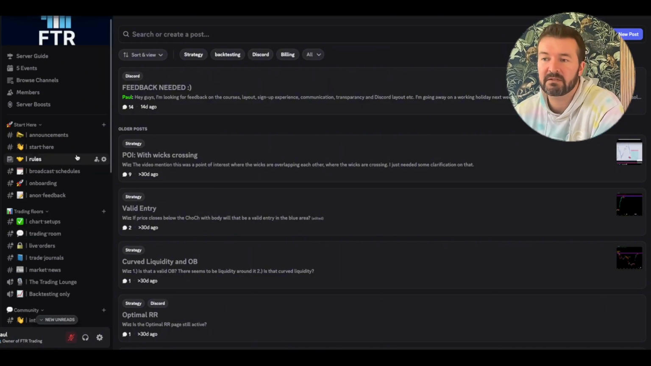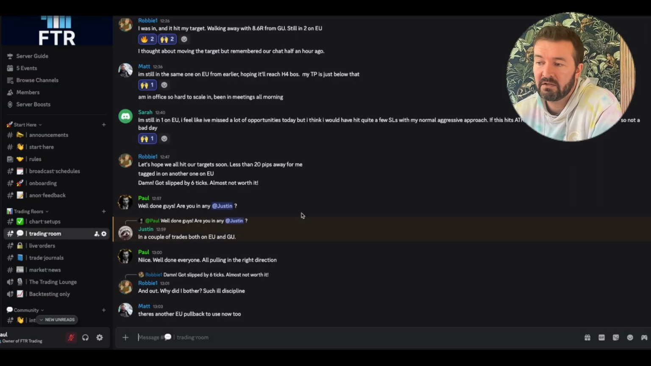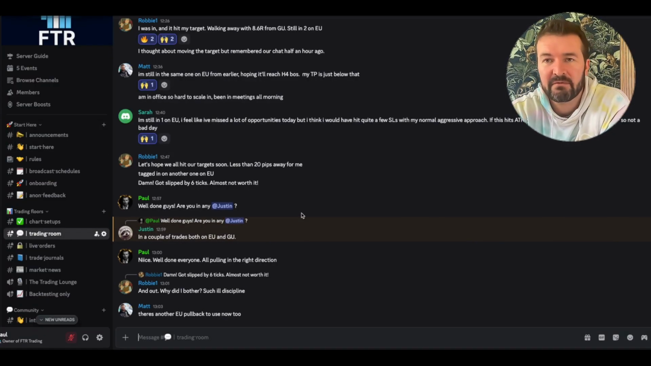Basically the Discord is really good because we're all doing the same thing. It's not a dick swinging contest. We're not all trading different strategies. We're trading the same thing. So therefore, everybody is winning together. And when I originally created FTR, that was the purpose. I didn't want a general trading group. If that was the case, I would never have made it.